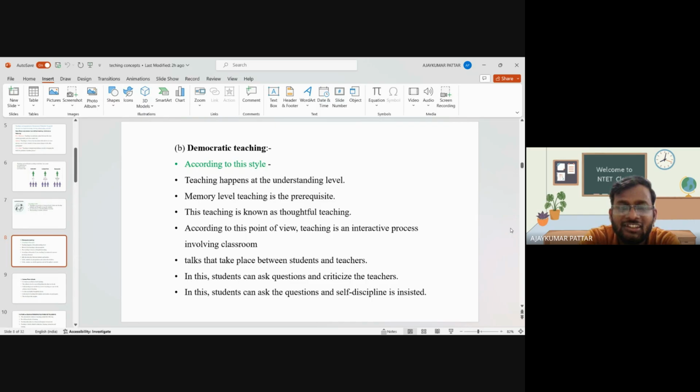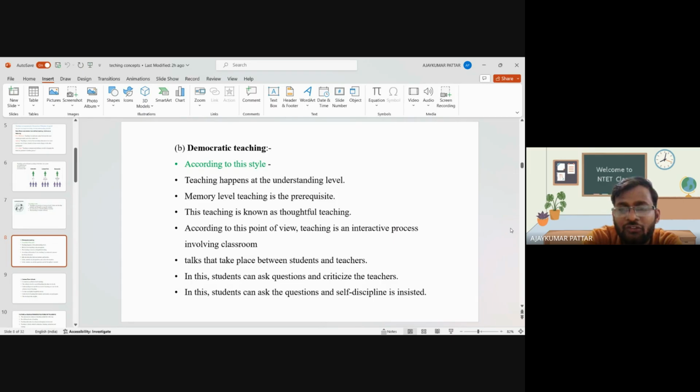This teaching is known as thoughtful teaching. From here, the thought will start. Why is this 4? Why is 4 into 2 equal to 8? Or why is this like this? We will start understanding that knowledge or concept at this level, that is the democratic level.